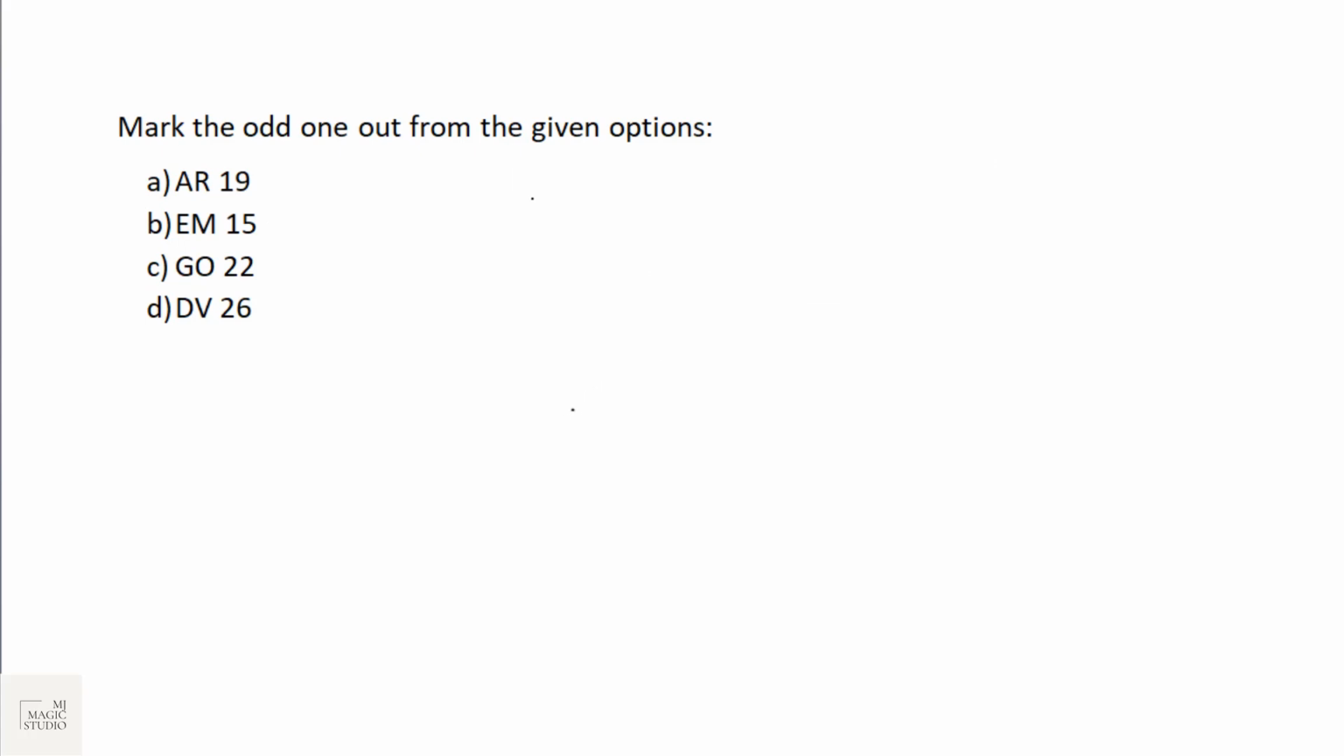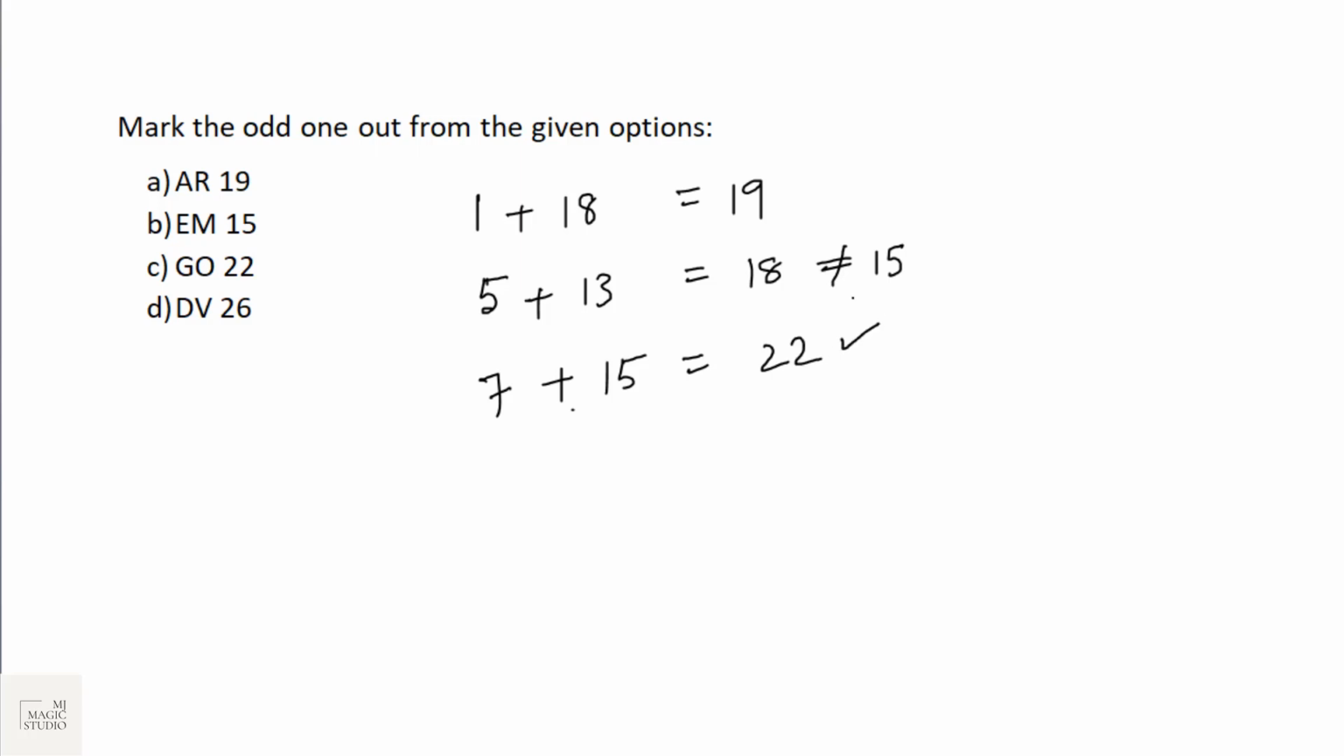Again, one more from classification. A is 1, R is 18. Now 1 plus 18 is 19, which is matching. E is 5, M is 13, but 5 plus 13 is 18, which is not equal to 15. G is 7 and O is 15, that is 22, done. D is 4 and V is 22, that is 26, again done. So the second one is not matching, that means EM15 is the odd one out.